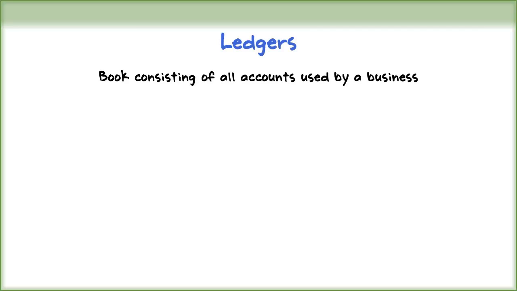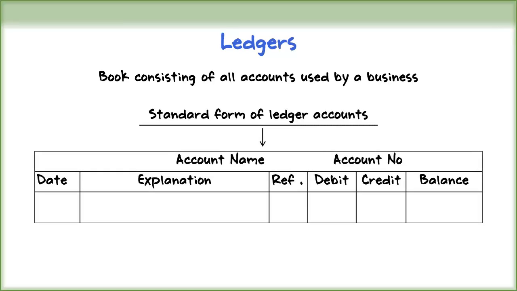In accounting, a general ledger refers to a book that consists of all accounts used by a business. It has debits, credits, and the resulting balance. The standard format of a ledger has 6 columns. The account name and the account number appear on top of the table.